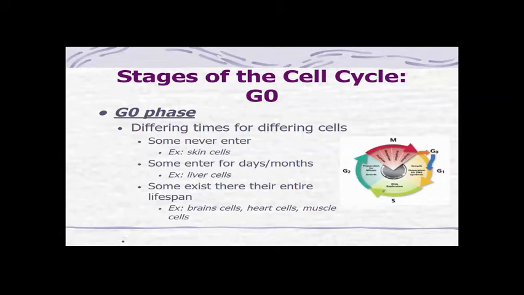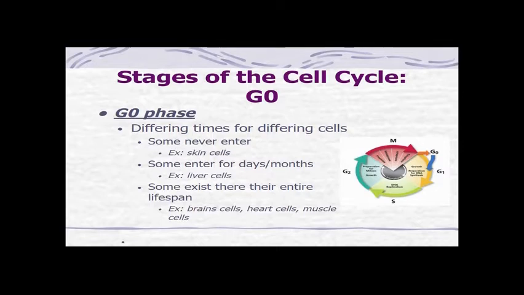G0, there are differing times for differing cells. Now, some cells will never enter G0, like your skin cells. Your skin cells are continually dividing. They never hop out of the cycle. They just keep going over and over and over again. Some may enter for days or months.